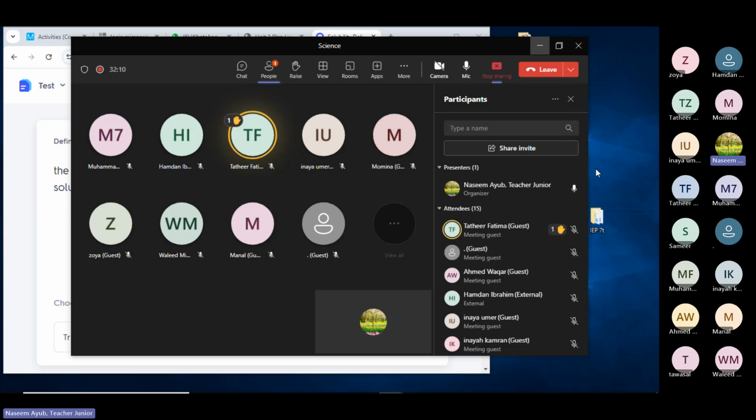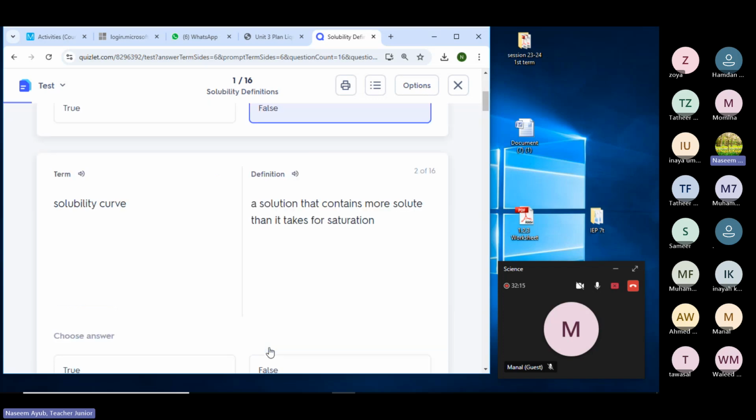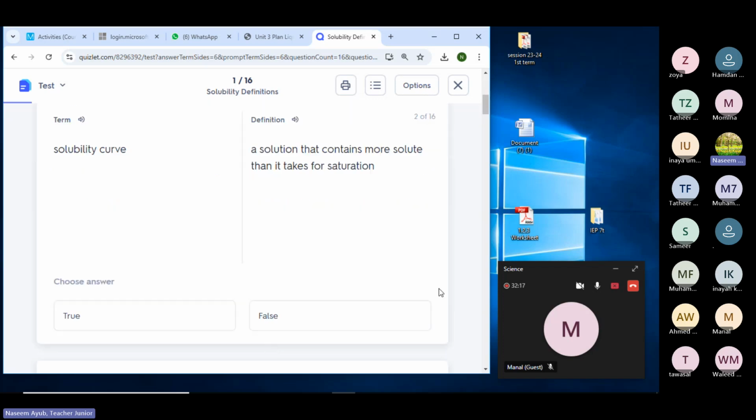Okay. So, we are moving towards the second question. It was false, basically. Yes, Ahmed, you can unmute yourself. Ahmed bin Makaram. The definition of solubility curve: a solution that contains more solute than it takes for saturation. What do you think? Is it true or false?